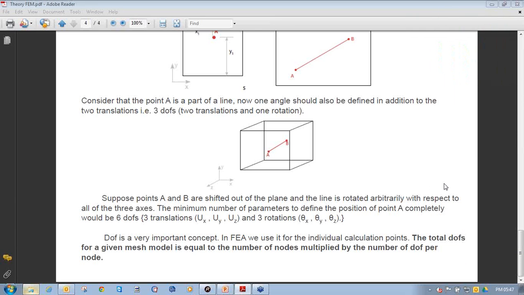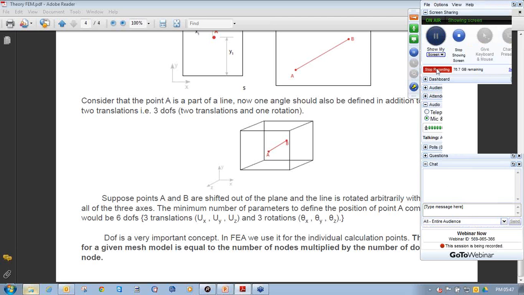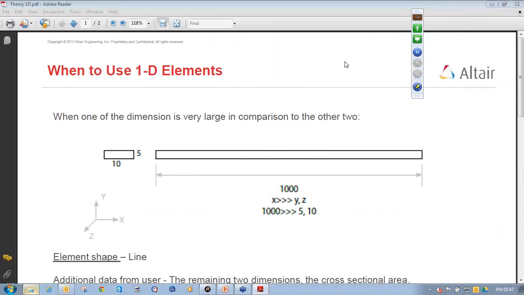So at the end we can define degree of freedom is a very important concept. In FEA we use it for individual calculation points. The total degrees of freedom for a given mesh model is equal to the number of nodes multiplied by the number of degrees of freedom per node. Now we'll move towards the next topic, that is when to use 1D element.